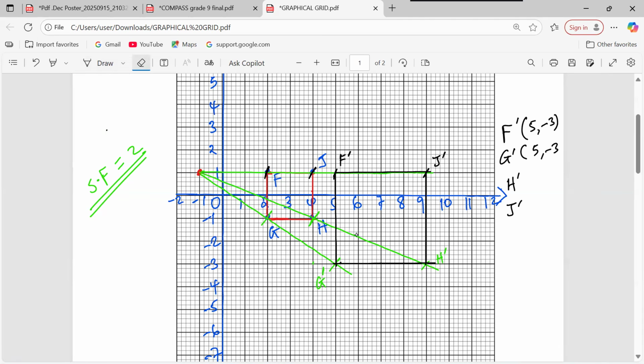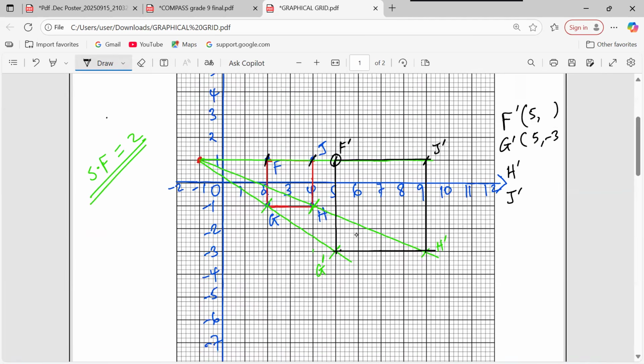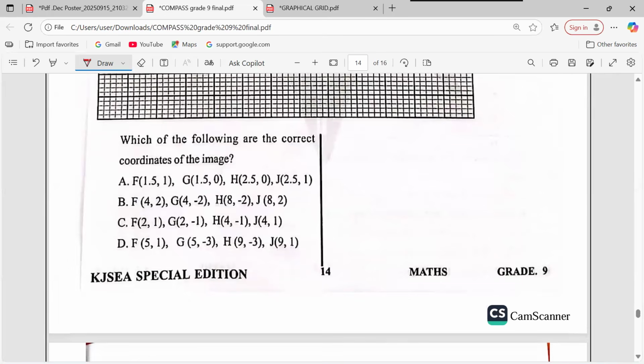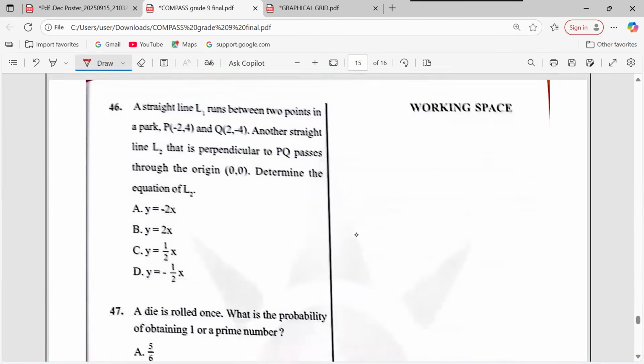Look at F, which is here. F is 5 positive 1. Read it well, 5 positive 1. Then H, which is at this point, is at 9 and -3. Then J, which is here, is going to be 9 and positive 1. So now we expect one of the choices to be the most appropriate. This is going to be D. That is the most appropriate.